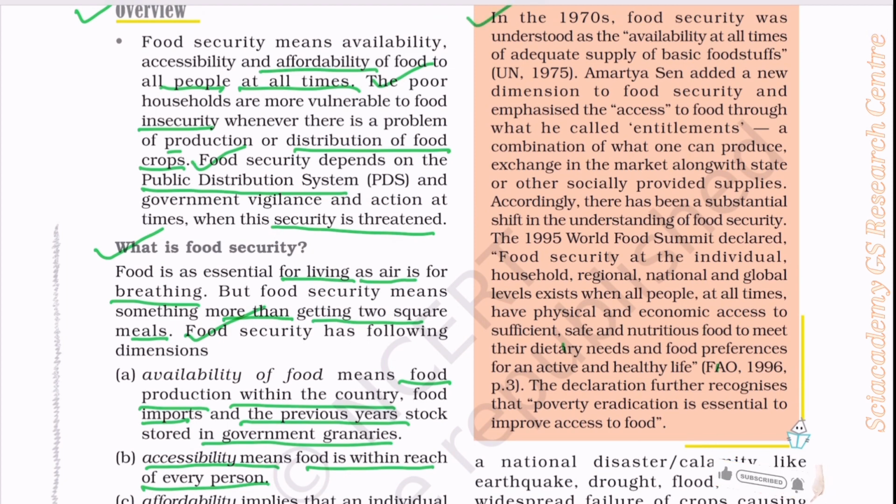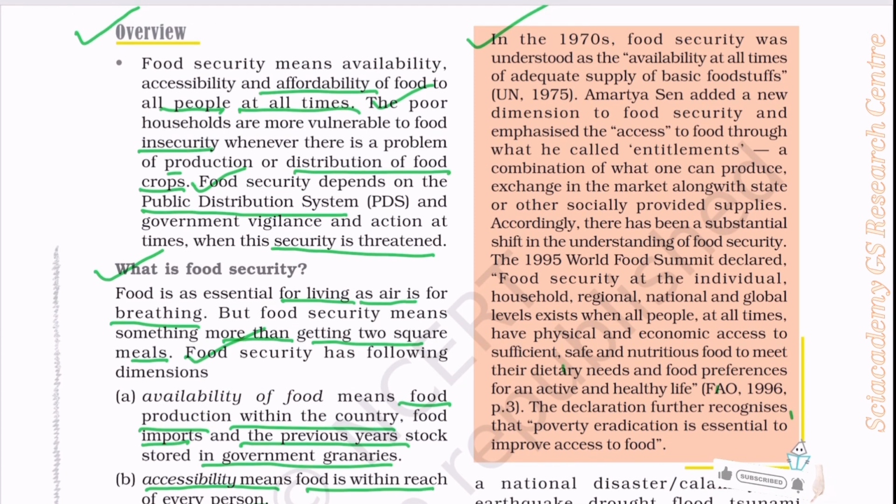In the 1970s, food security was understood as the availability at all times of adequate supply of basic foodstuffs, as per the United Nations 1975. Amartya Sen added a new dimension to food security and emphasized the access to food through what he called entitlements, a combination of what one can produce, exchange in the market, along with state or other socially provided supplies.